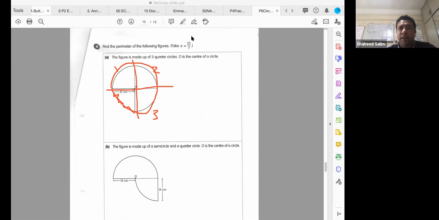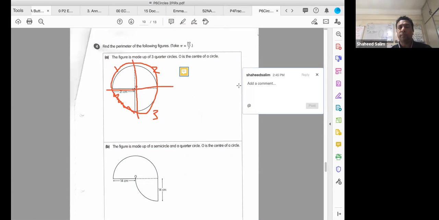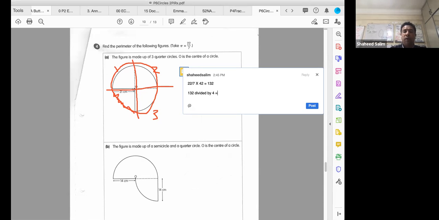So we do step by step. Okay, I will show you now step by step. Down here. Okay, so you take 22/7 times your diameter, which is 42. You get 132. Now 132 you divide by 4. Why divide by 4? You want to find what is 1 part. And 1 part you get is 33. That means down here is 33.